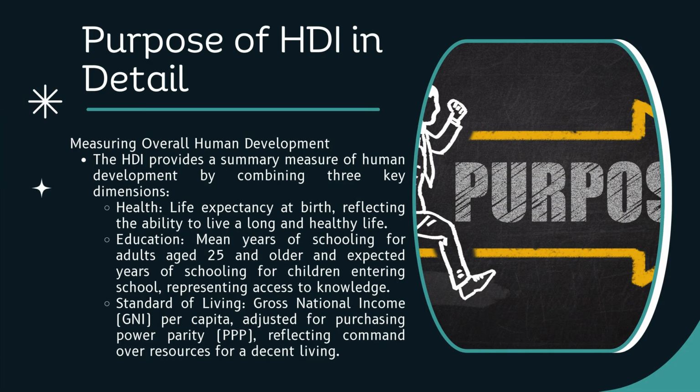Purpose of HDI in detail: measuring overall human development. The HDI provides a summary measure of human development by combining three key dimensions. Health: life expectancy at birth, reflecting the ability to live a long and healthy life. Education: mean years of schooling for adults aged 25 and older and expected years of schooling for children entering school, representing access to knowledge. Standard of living: gross national income, GNI, per capita, adjusted for purchasing power parity, PPP, reflecting command over resources for a decent living.